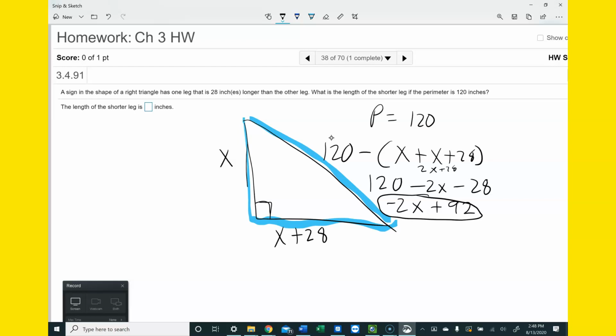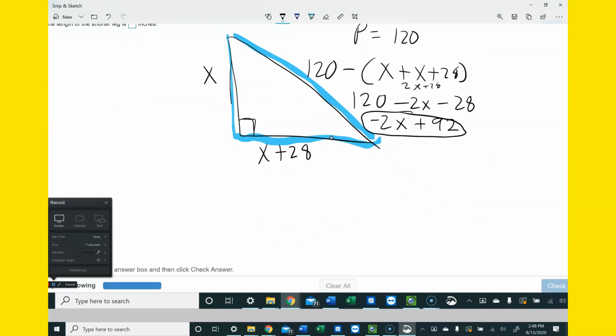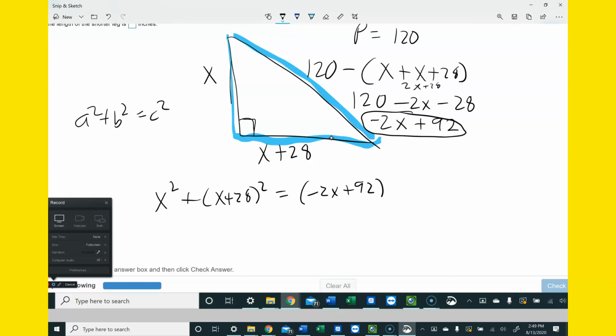And then, so I've got all my stuff in terms of x, and then I think where I would go from there to solve for x is the Pythagorean theorem. Pythagorean theorem would say a squared plus b squared equals c squared, where a and b are the legs and c is the hypotenuse. So x squared plus (x plus 28) squared equals (negative 2x plus 92) squared.